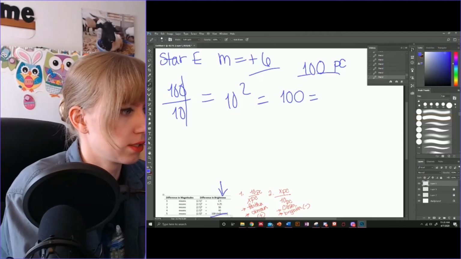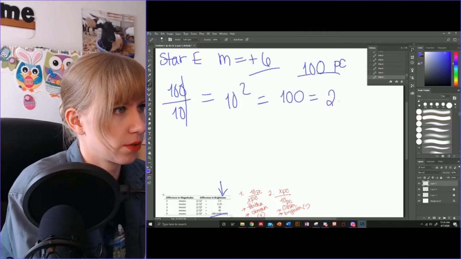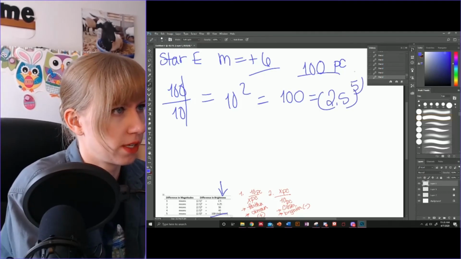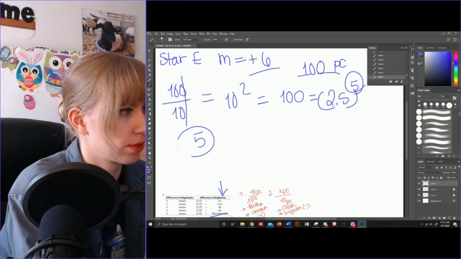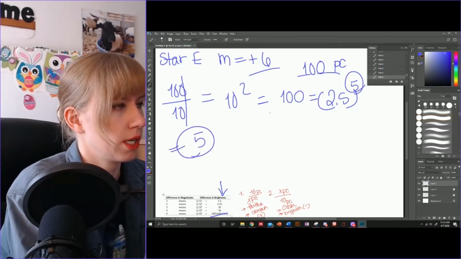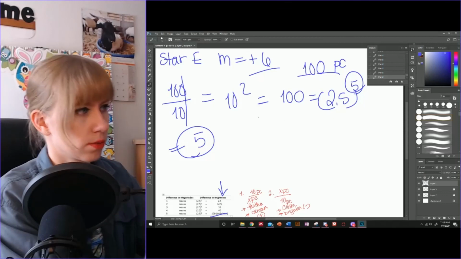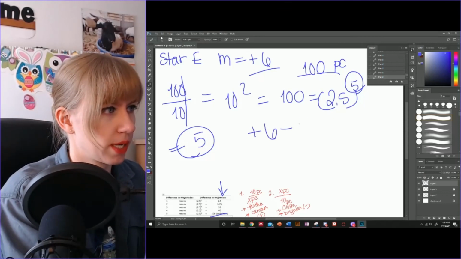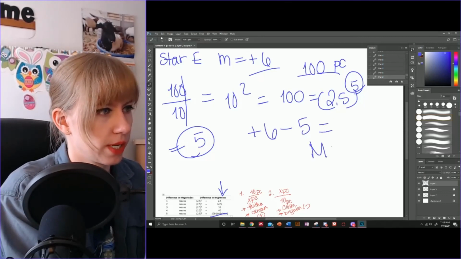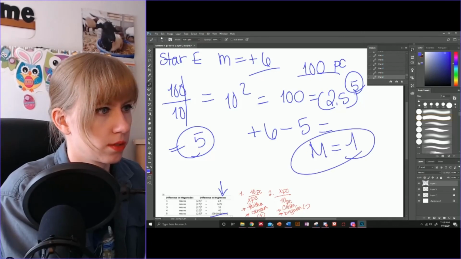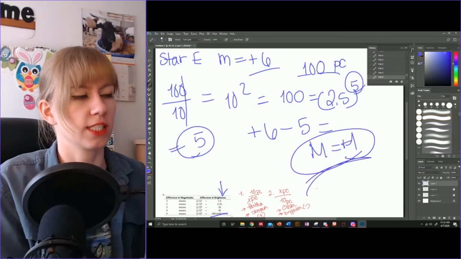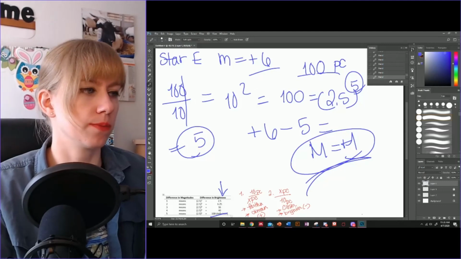Okay, again, see it down here. It means that we're going to go to 2.5 to the 5th, which means our difference in magnitude is going to be 5. Okay, and since we're moving closer, we're getting brighter, so we're going to subtract. So we're doing plus 6 minus 5, which means our absolute magnitude is equal to positive 1. Alright guys, and that's how we're going to find absolute magnitude.